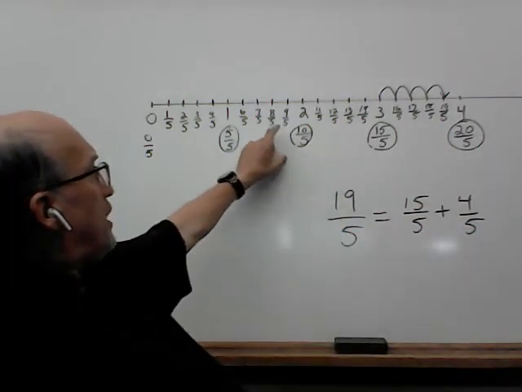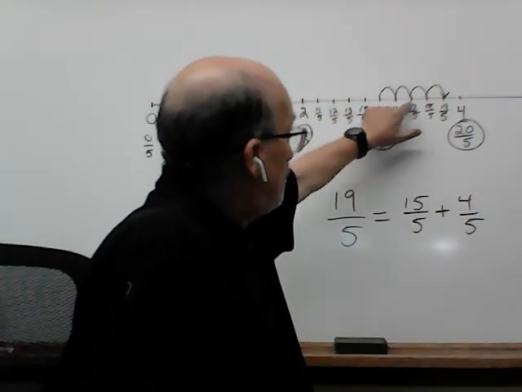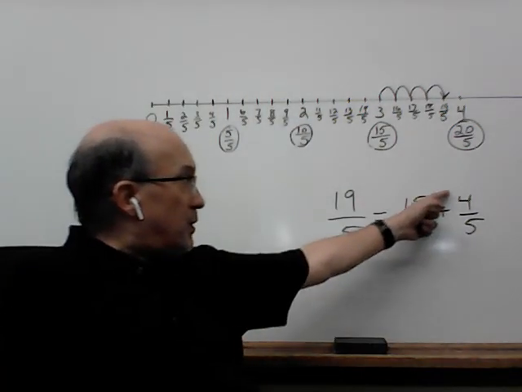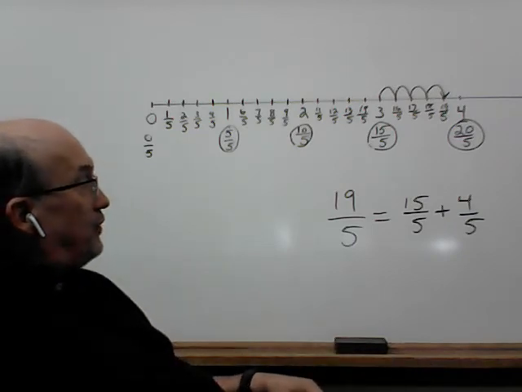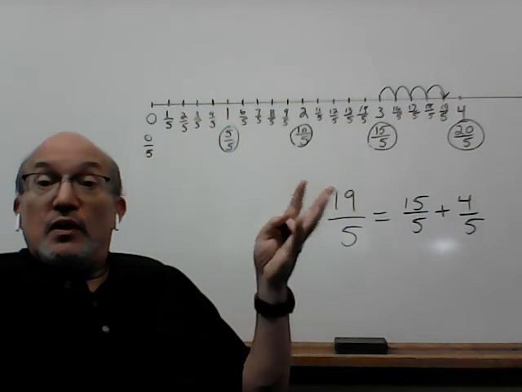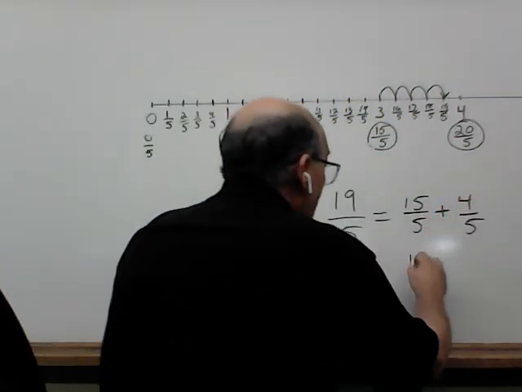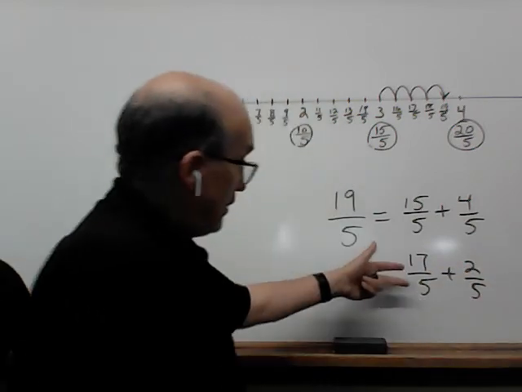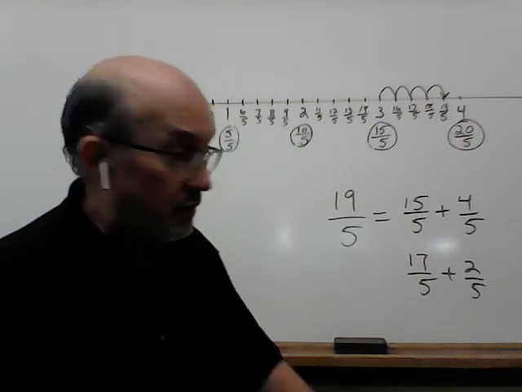Why is 19 fifths 15 fifths plus 4 fifths? Well, if you go to 15 fifths, which is here, and then you travel to the right by 4 more fifths, you're going to be at 19 fifths. If you have 15 cookies plus 4 cookies, you have 19 cookies. If you have 15 fifths plus 4 fifths, you have 19 fifths. Now, why did I strategically choose 15 fifths plus 4 fifths? Why not 17 fifths plus 2 fifths?